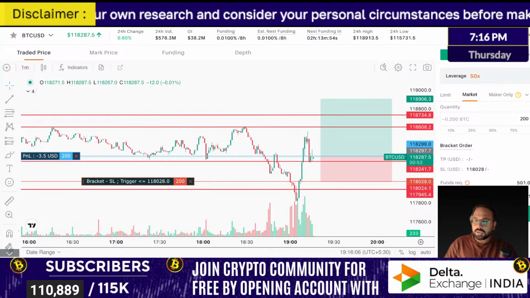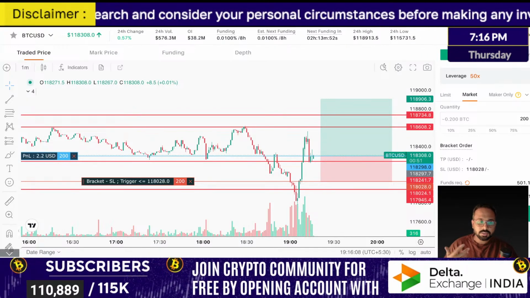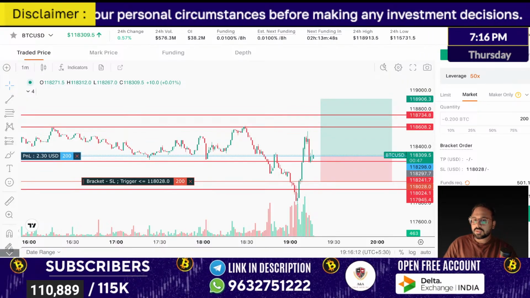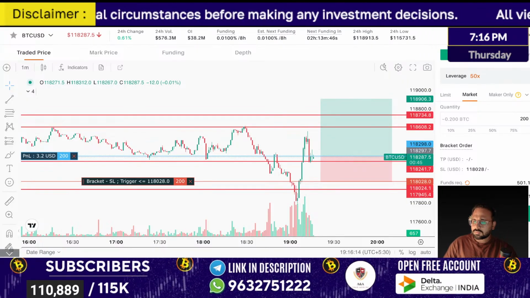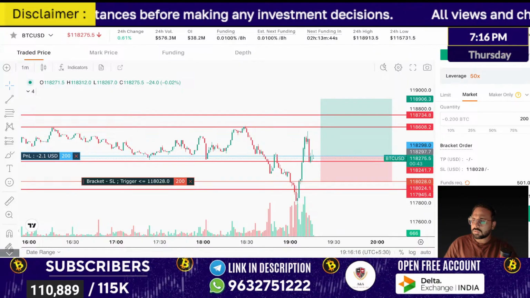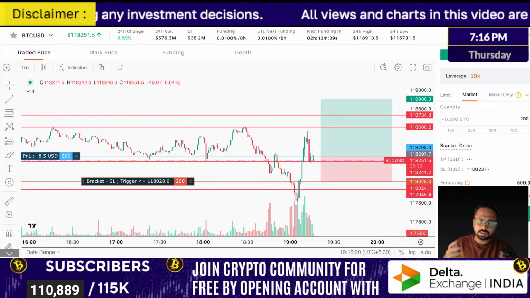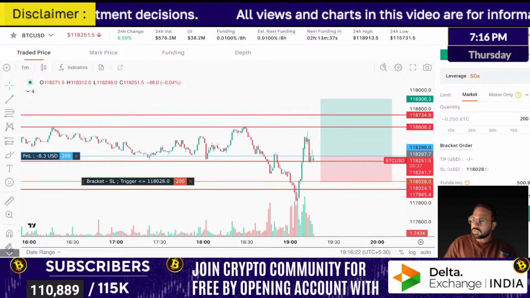S&P 500 big gap up, after that continuous correction, that's fine. Dow Jones, sorry, Nasdaq, after big gap up, continuous correction, that is also fine.